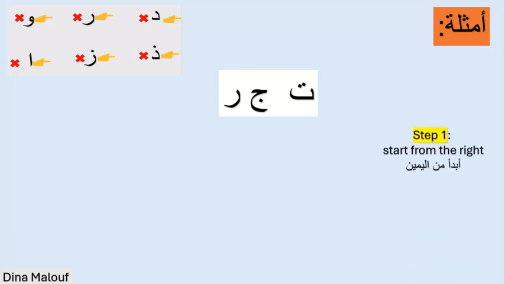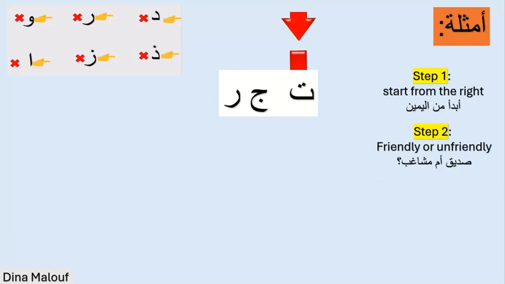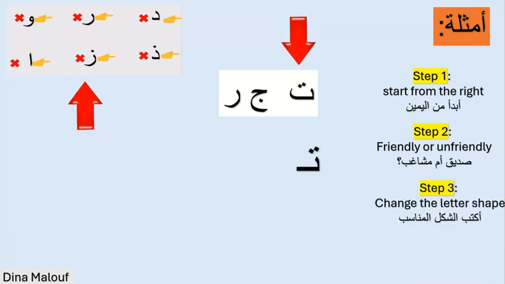Another example. Let's start from the right. Check. It's not there, so it is friendly. We must change it to the baby or small one and add a hand. We go to the next letter. The next letter, it's not there, so we must change it.